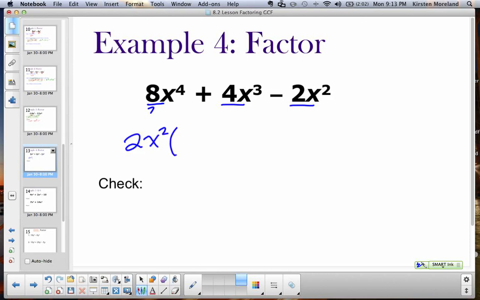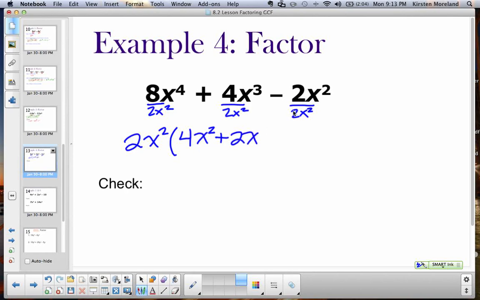So again, you can physically divide each term by 2x squared, or you can just see what you need. So if I have to take out a 2x squared, I need a 4 to get 8, and I need 2 more x's to get x to the fourth. If I take away a 2 here, I need a 2, and I took away 2 x's, so I'm just left with x to the first.